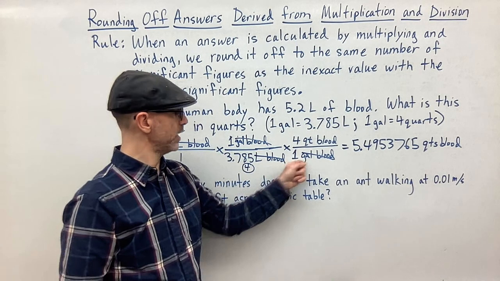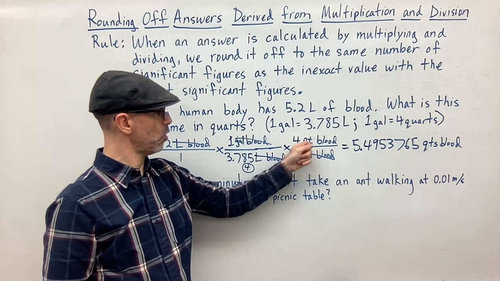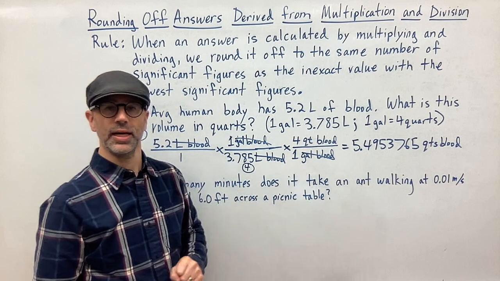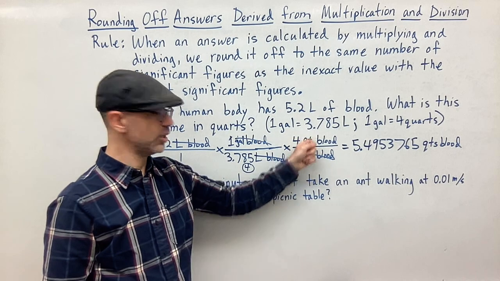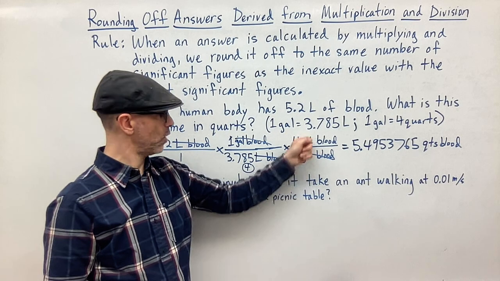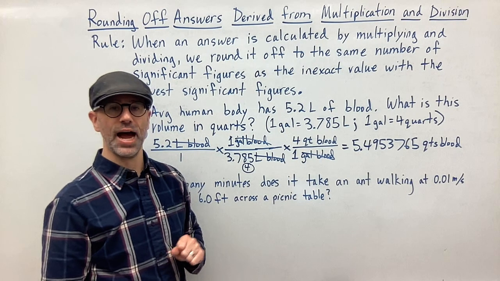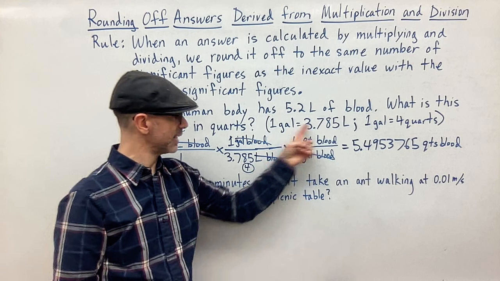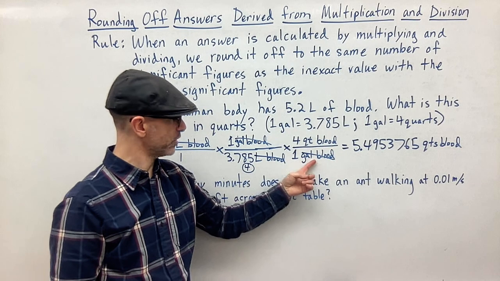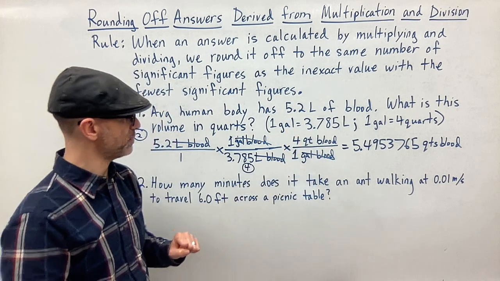Now here, 1 gallon and 4 quarts, gallons and quarts are both English units of volume. So this comparison is exact, and so we are not going to take this into consideration. We're going to ignore this, and so we're not going to pay attention to that.